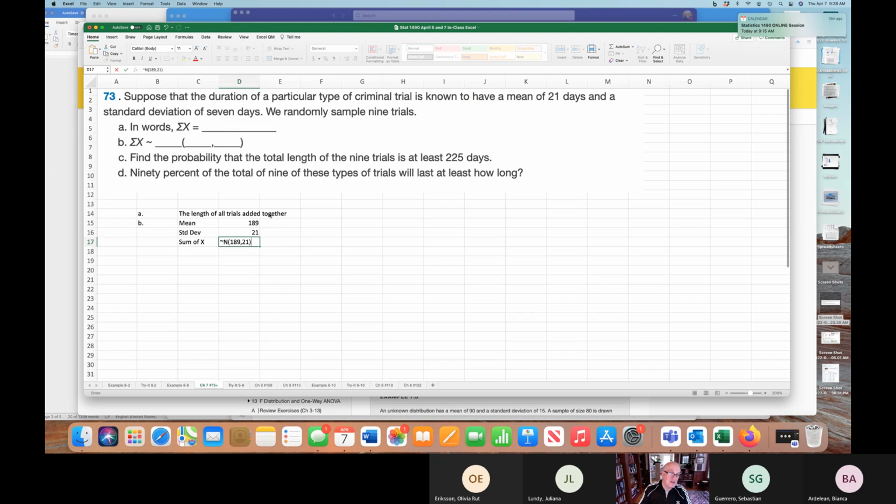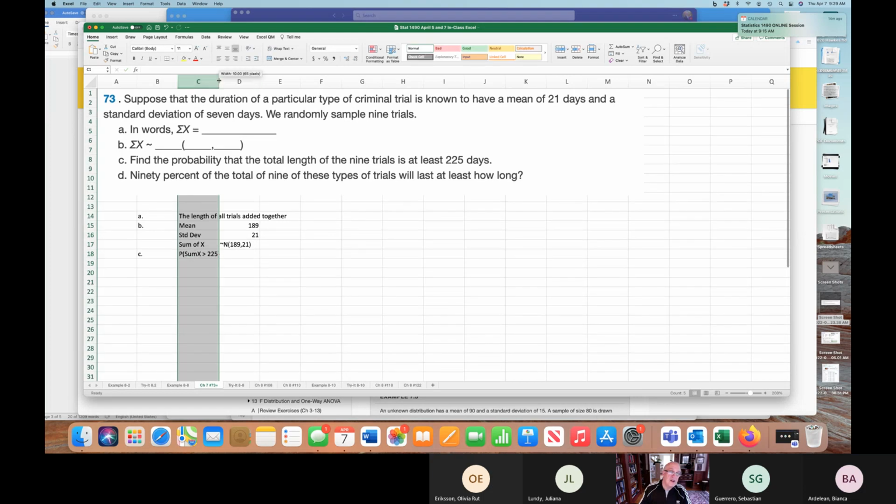Well, once I know that, I can answer the C and D questions. Find the probability that the total length of the 9 trials is at least 225. So C is asking for what? Probability that, let's call it sum X, is at least, right? So that means greater than or equal to, doesn't matter, it's the same thing, 225.